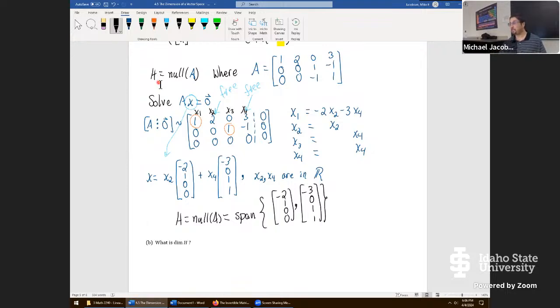So that's kind of nice, because if we want to find the dimension of H, we need to establish spanning and linear independence all at the same time. We've got spanning, there it is. So that's kind of nice. The process just produces a spanning set.